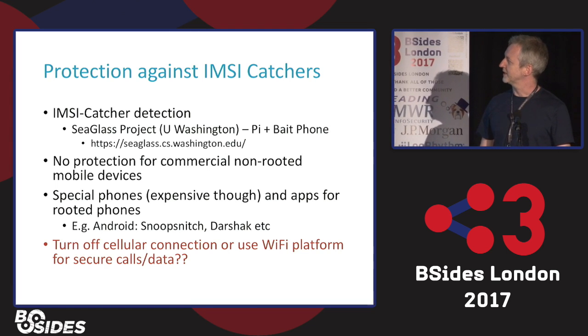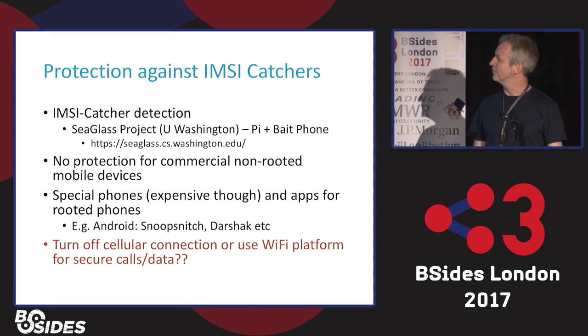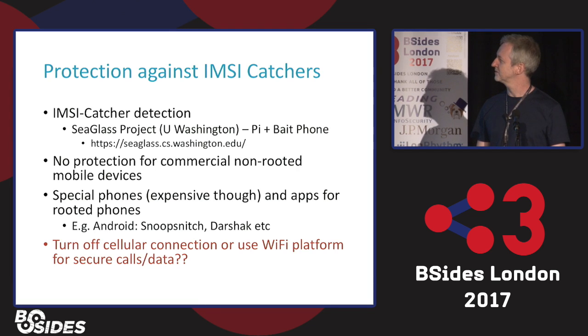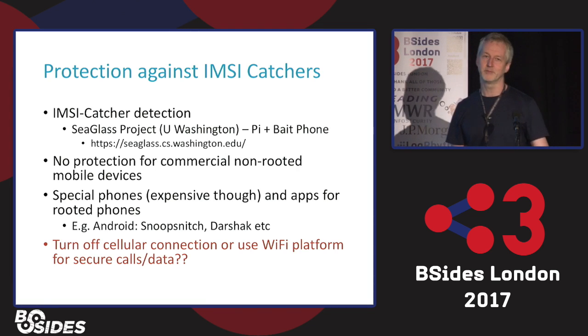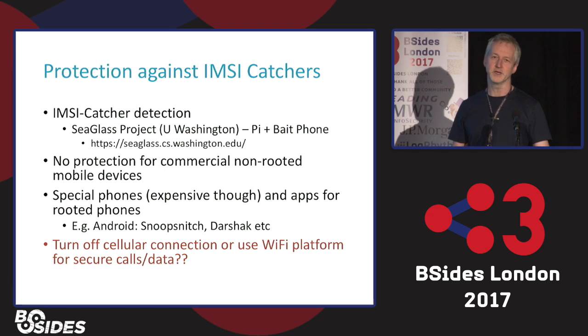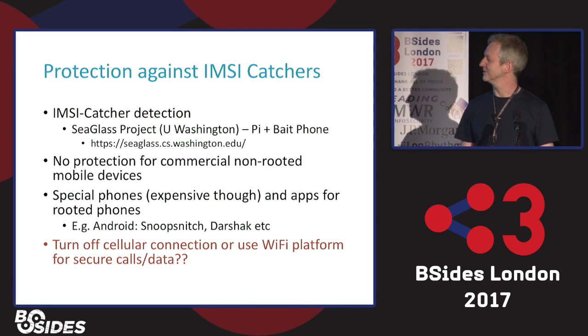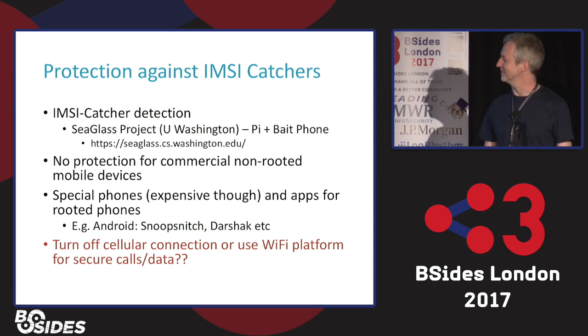There's not really much protection in terms of the actual phones themselves, non-rooted ones. Special phones, things like the Blackphone, purportedly can give you an indication of potentially if you're being downgraded. Then there are certain apps for rooted phones like SnoopSnitch and Darshak that basically provide you some indication and can do some mapping stuff. Other options, not so handy. Turn off cellular, right. Don't need a mobile phone anymore. But then the Wi-Fi stuff, well, that's what we're getting to.